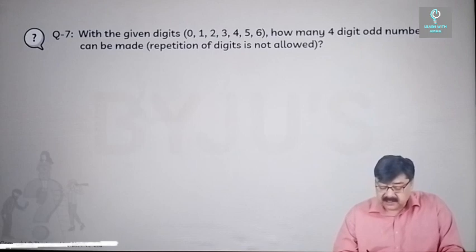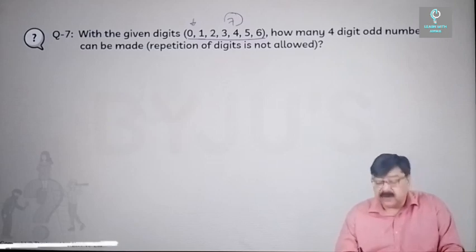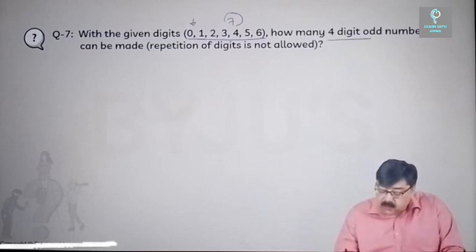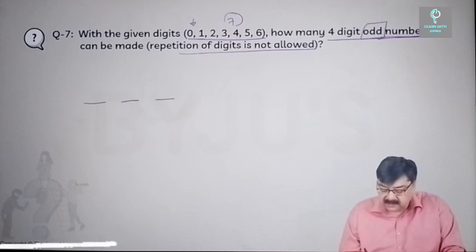Now the question is, with the given digits 0, 1, 2, 3, 4, 5, 6. Now these are 7 digits and 0 is given to you. So 0 is one out of these 7 digits. How many 4-digit odd numbers, look at this, odd numbers can be made? Repetition of digits is not allowed. So let us have a look at this question.